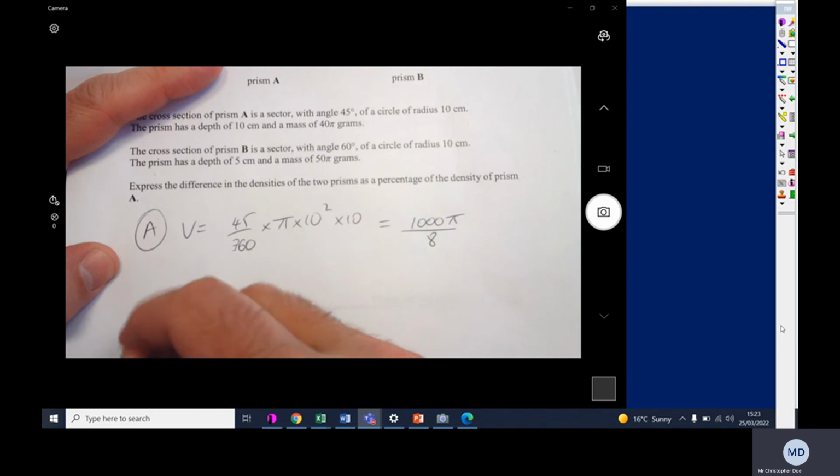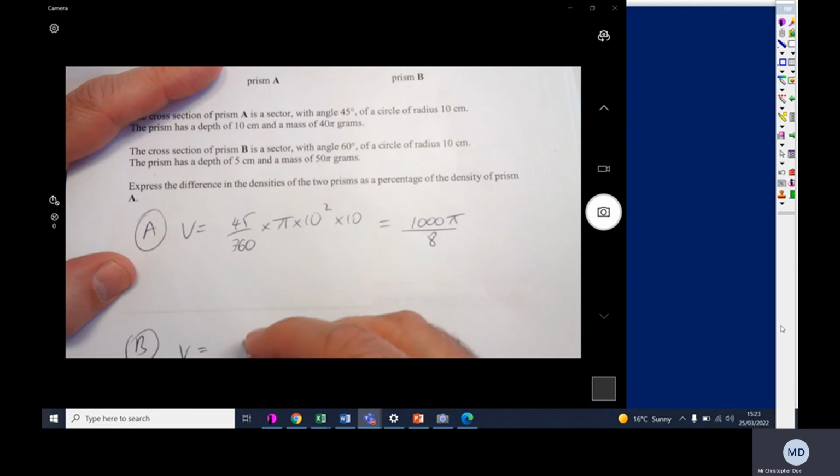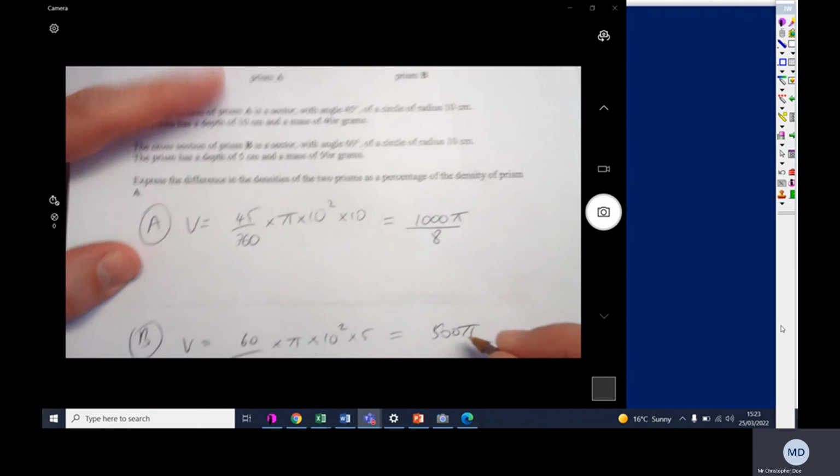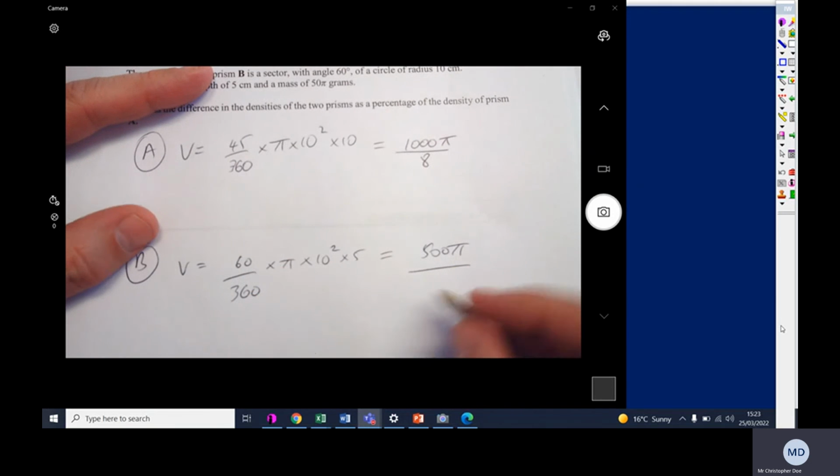Do the same for part B. The volume is this time 60 over 360 times pi times 10 squared. Now this time times 5. So it's 500 pi on the top, but 60 over 360 is 1/6.